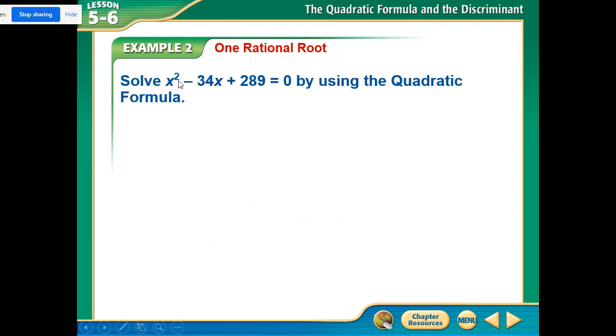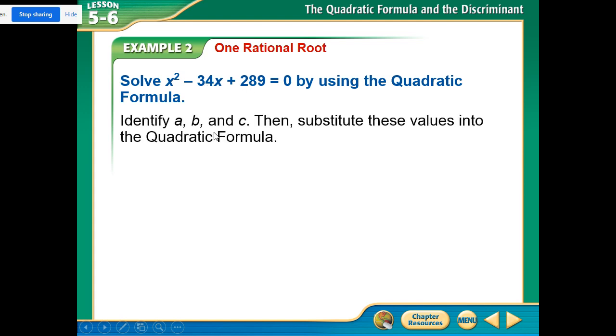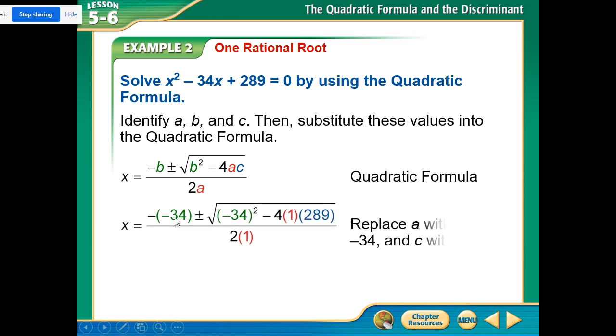All right, so this is already in A, B, and C form. So again, I'm going to plug it all in. I'm going to ignore these two parts right now. I'm just going to focus here. So 34 squared and 4 times 1 times 289. When I do that, they actually end up canceling each other out, giving me 0. Well, that's great. Square root of 0 is just 0.